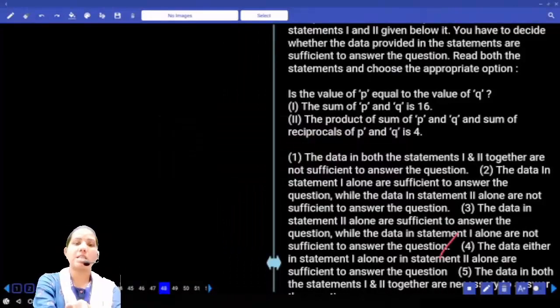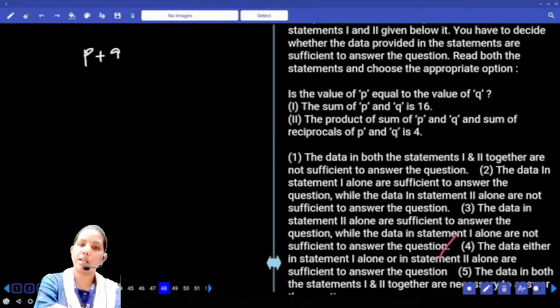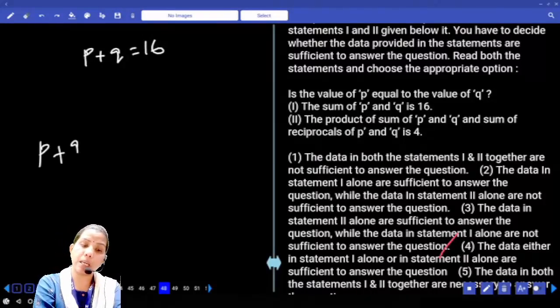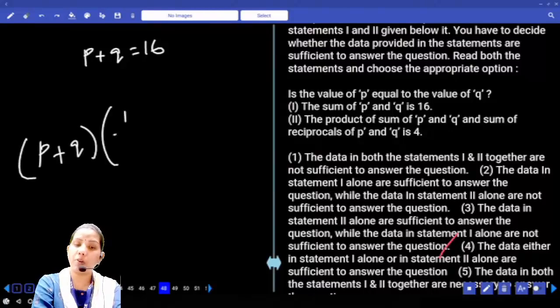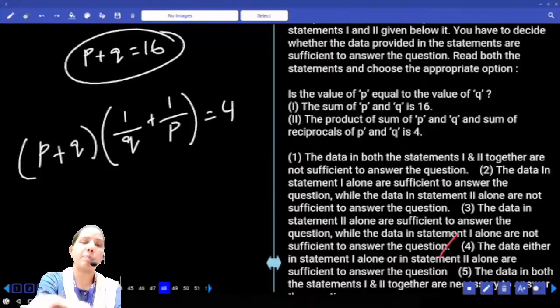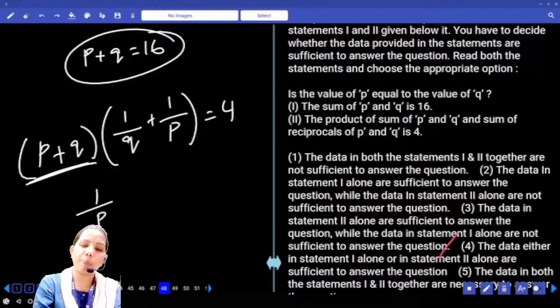And next, the sum P plus Q is equal to how much? 16. That is statement 1. And statement 2: the product of the sum of P and Q, P plus Q, and the sum of the reciprocals of P and Q, that means 1 by P plus 1 by Q, is equal to 4. P plus Q is equal to 16. I substitute here. Then 1 by P plus 1 by Q means (P plus Q) by PQ, so 16 by PQ is equal to 4.